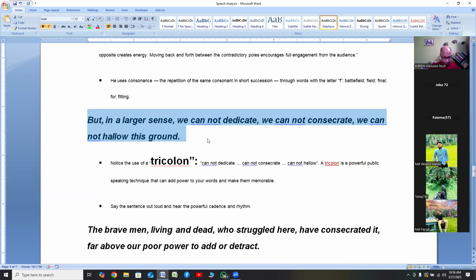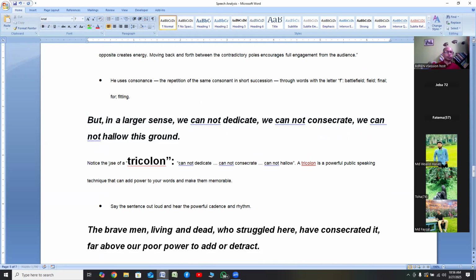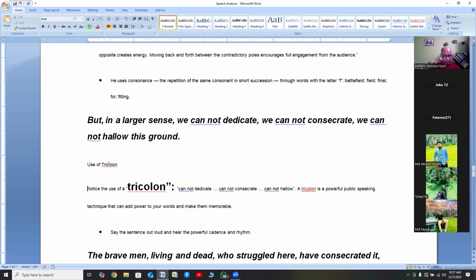Okay. Now come to the next point. Tricolon, the use of tricolon. So what is tricolon? I would like to define it. Don't get nervous. I will define it very simply. Tricolon means the repetition of some pronouns or of some words in three successive sentences.